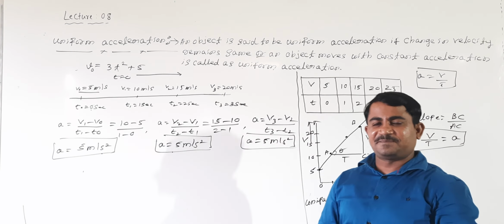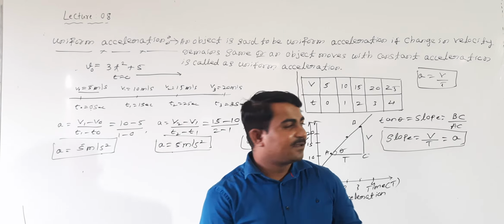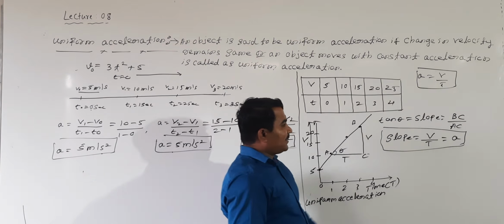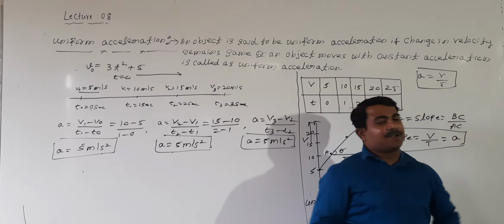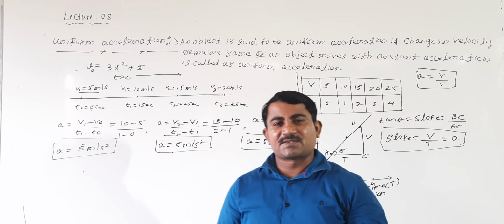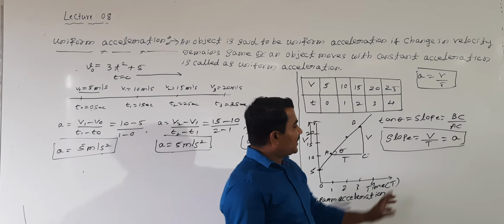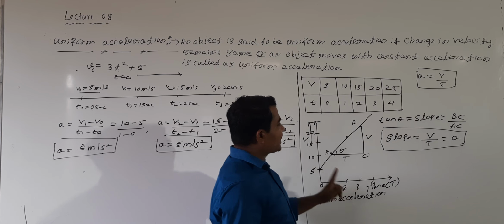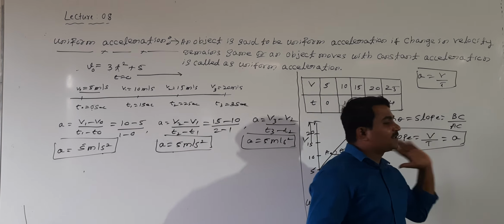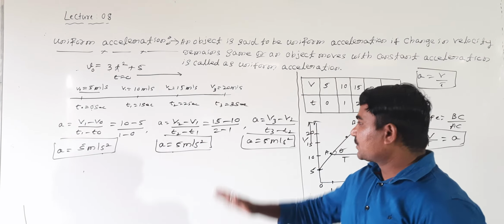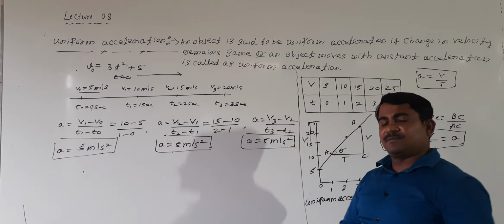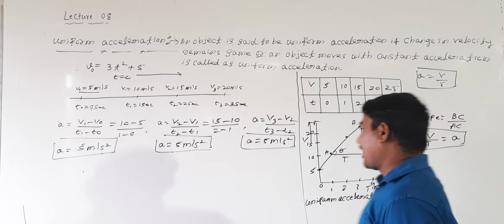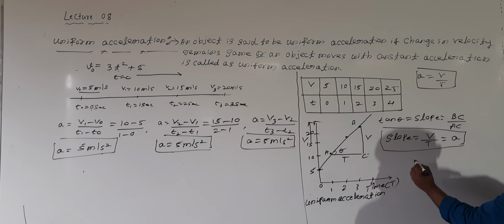What does it indicate? It indicates that the slope of the velocity time graph indicates the acceleration of the body. The slope of the velocity time graph indicates acceleration. This is for positive acceleration. If acceleration is negative, then how to show the graph? If acceleration is negative, then the graph can be shown like this.